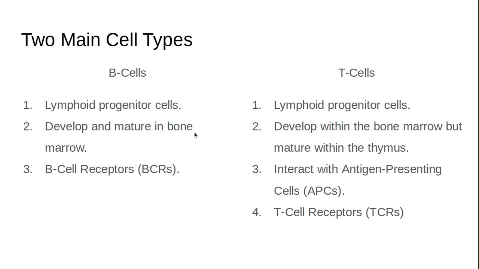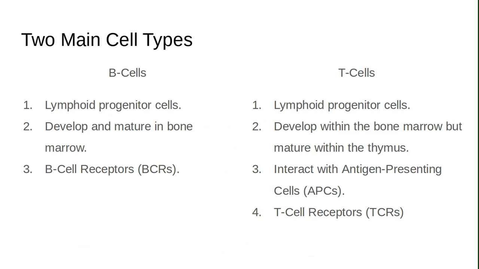The adaptive immune system is made up of two main cell types, B cells and T cells. B cells and T cells both share the same lymphatic progenitor. B cells develop and mature within the bone marrow, while T cells start development in the bone marrow, but they have to move away from the bone marrow and finish their maturation process within the thymus.